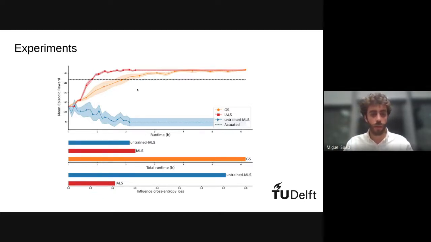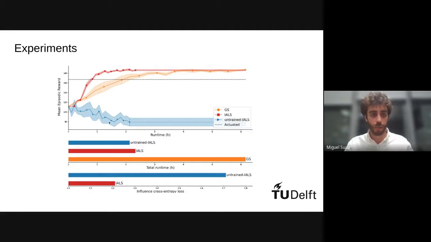This is for the traffic domain with the 25 intersections. We have two baselines. We have a global simulator, and we have an untrained influence augmented local simulator. And this is essentially just a local simulator, but with an untrained influence predictor. And we see that an agent that is trained on that simulator performs very badly, whereas the agent that is trained in the influence augmented local simulator, where the predictor is being trained, can match the performance of an agent that is trained on the global simulator.